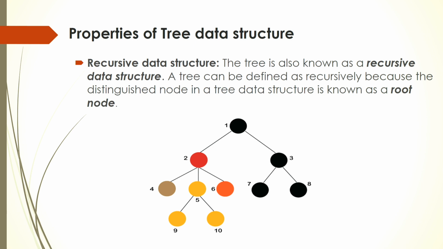A tree can be defined recursively because the distinguished node in a tree data structure is known as the root node. The root node of the tree contains a link to all the nodes of its subtrees. The left subtree is shown in yellow color in the below figure, and the right subtree is shown in red color. The left subtree can be further split into subtrees shown in 3 different colors. Recursion means reducing something in a self-similar manner. So this recursive property of the tree data structure is implemented in various applications.